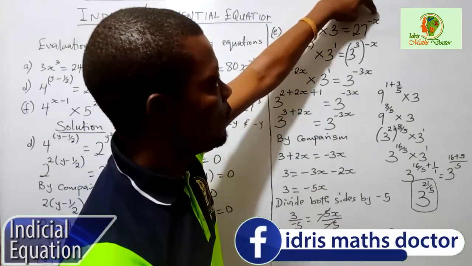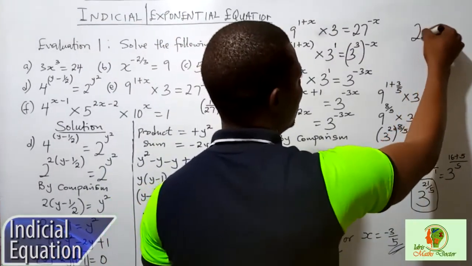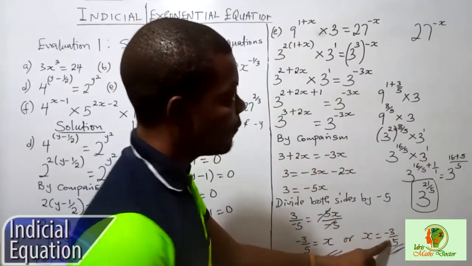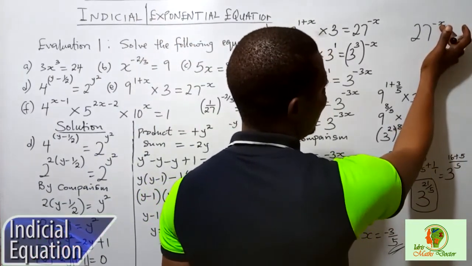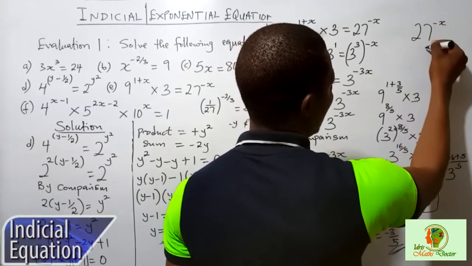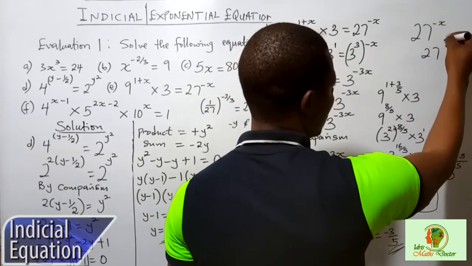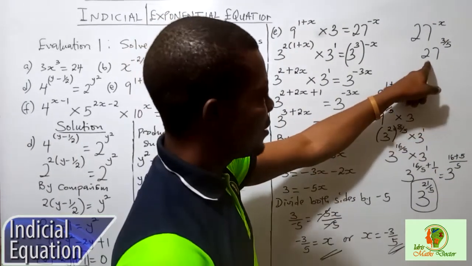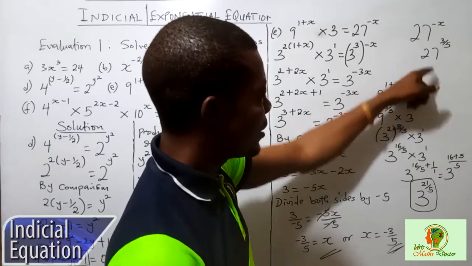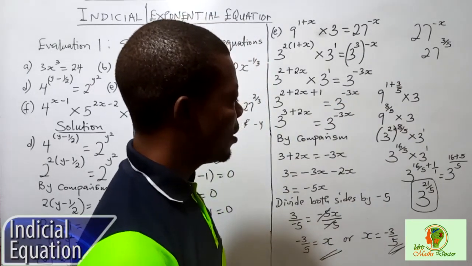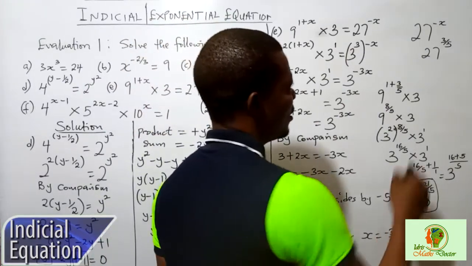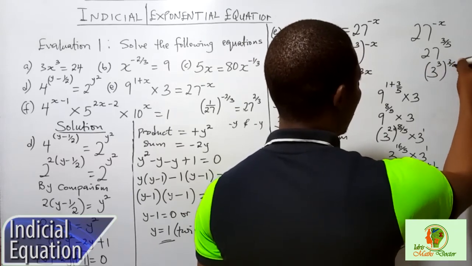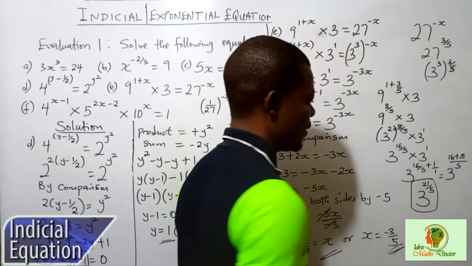Now if we solve this, if we pick this, we are having 27 raised to power minus x, and our x is minus 3 over 5. So if we put minus 3 over 5 here, the minus multiplies, we are going to have just 27 raised to power 3 over 5. Exactly. Now 27 is the same as 3 raised to power 3. So we have 3 raised to power 3 multiplied by 3 over 5, that is 9 over 5.